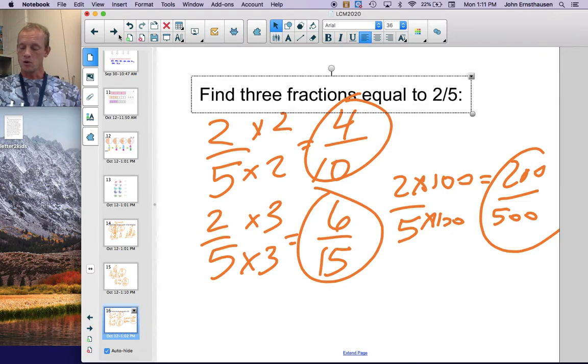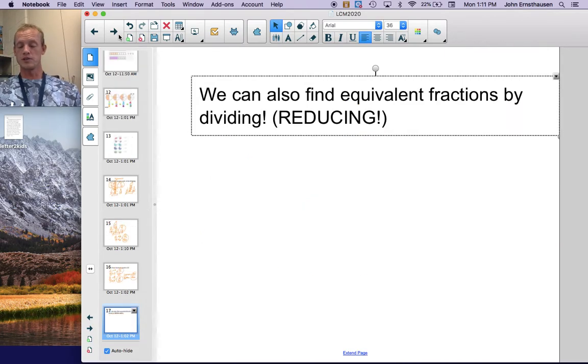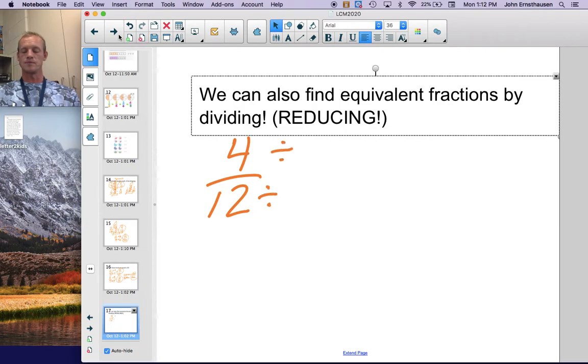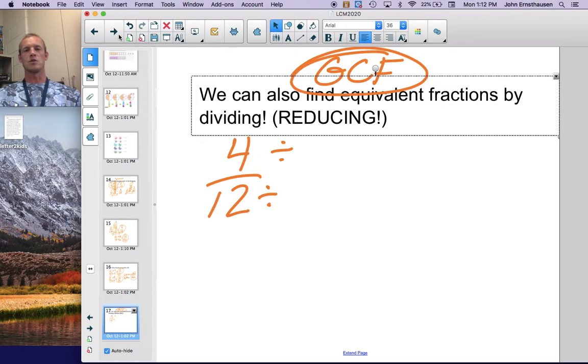All right, so cool. It works like this with reducing. Here's where the GCF comes in. If I have a fraction like 4/12, now I could multiply them to find equivalent fractions, but I could also divide them. What would be the GCF of 4 and 12? In other words, what's the biggest number that goes into 4 that also goes into 12? You're right, it would be 4. And if I do that, I get 1/3.